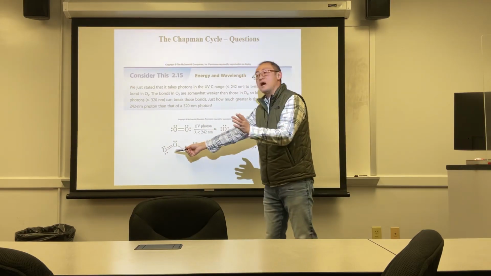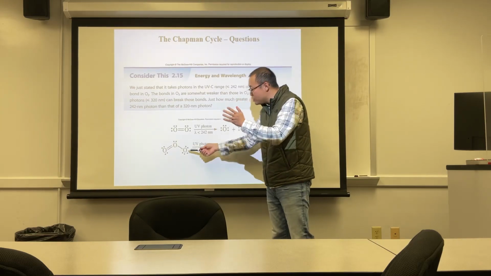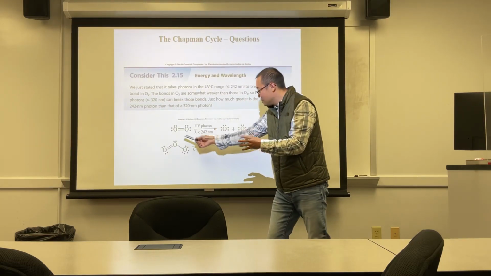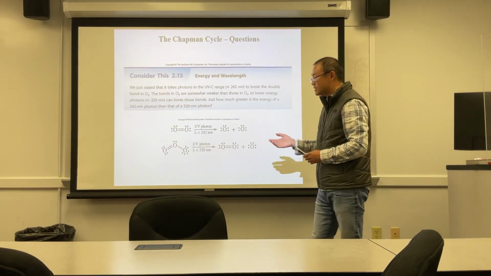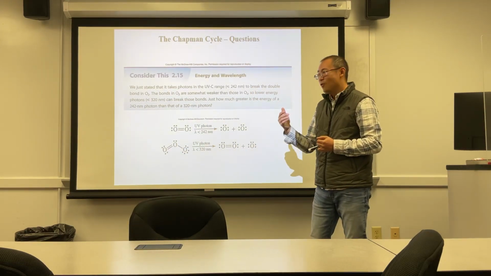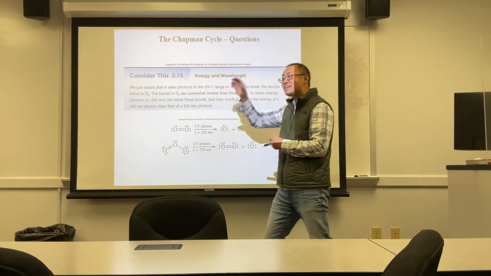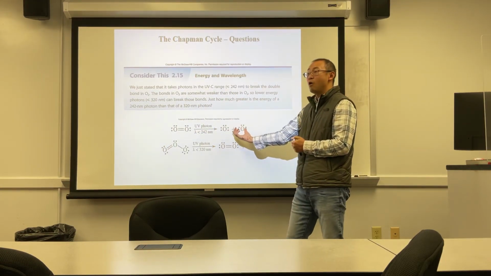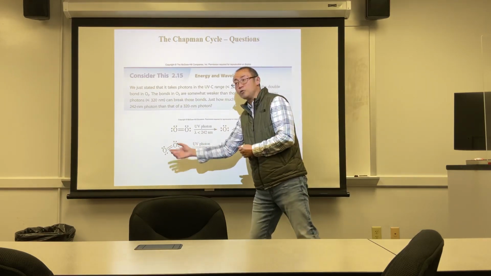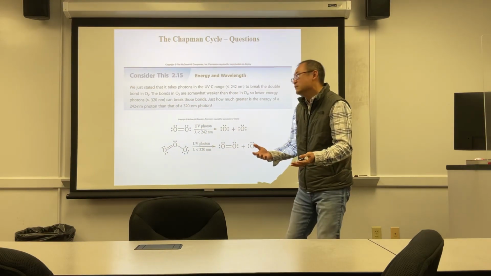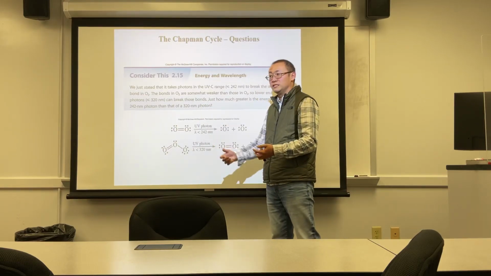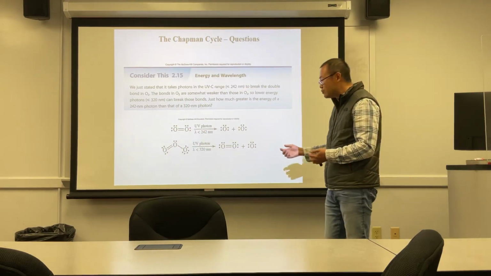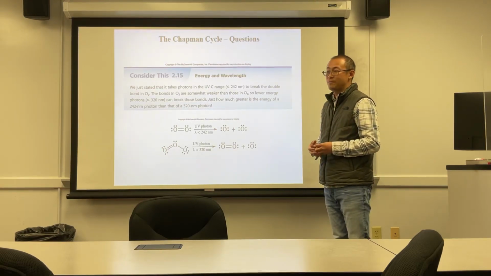But ozone, not only UVC can break it, UVB can also break it. What is the reason? Why do you think there's a difference? Why oxygen, you must need UVC to break it into two O's. But ozone, UVC could, but UVB also could break down ozone to O2 and O. What do you think the difference is?